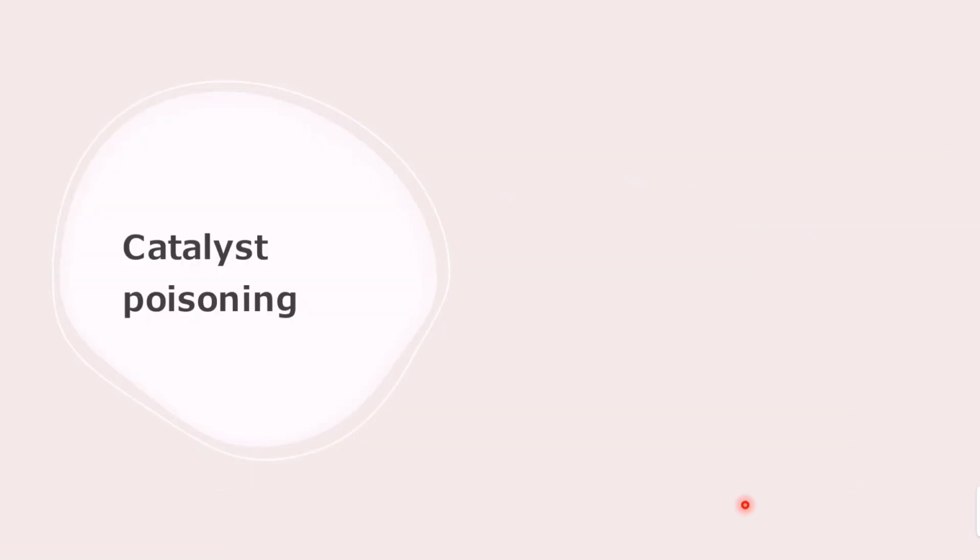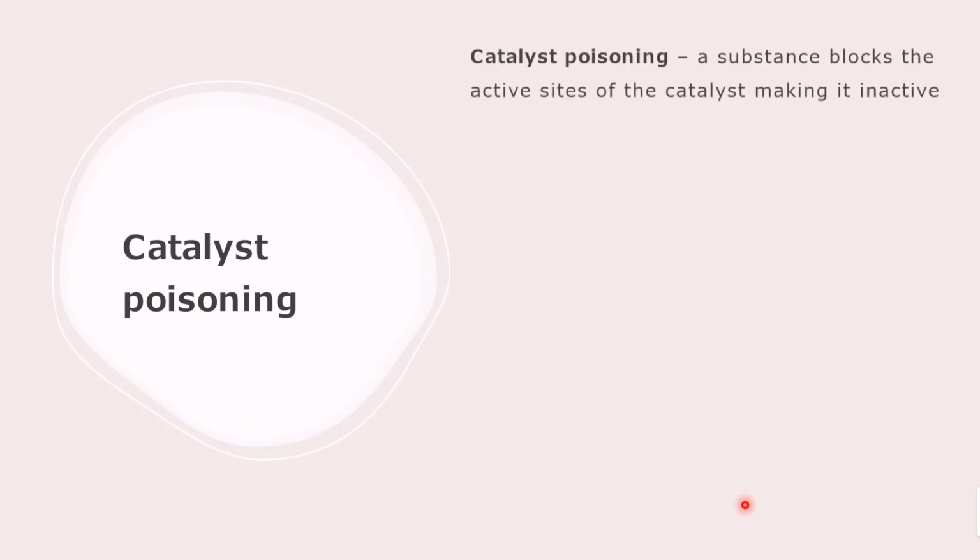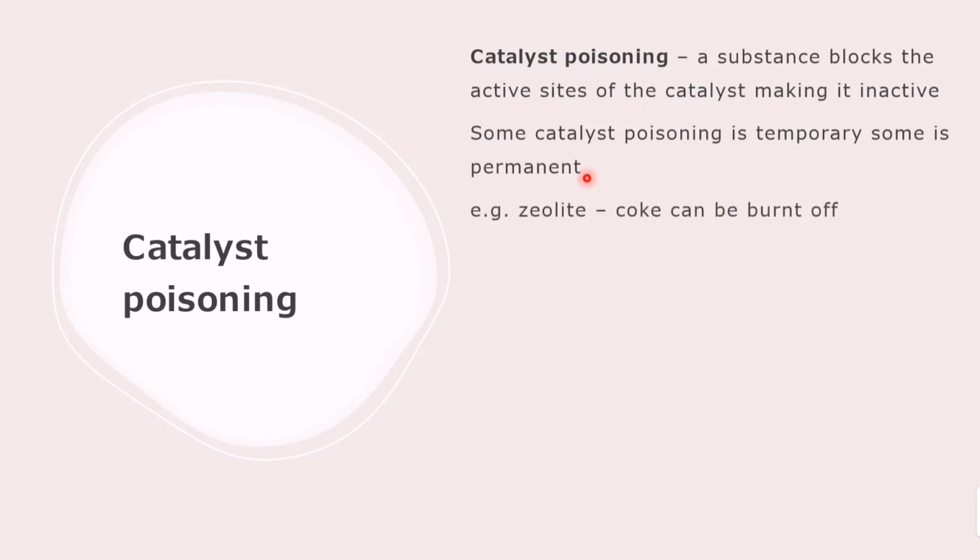And lastly, we're going to be looking at catalyst poisoning. And catalyst poisoning is when a substance blocks the active sites of our catalysts, making it inactive. So this means that our reactants cannot be adsorbed to our catalyst, meaning it cannot work. And some catalyst poisoning is temporary and some is permanent. So we saw earlier on in the video that zeolite can be covered in coke, which inactivates it, but our coke can be burnt off. So this is temporary catalyst poisoning.